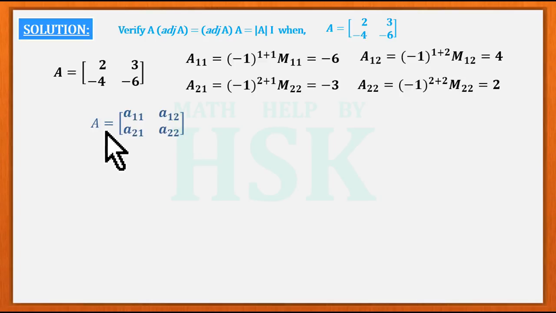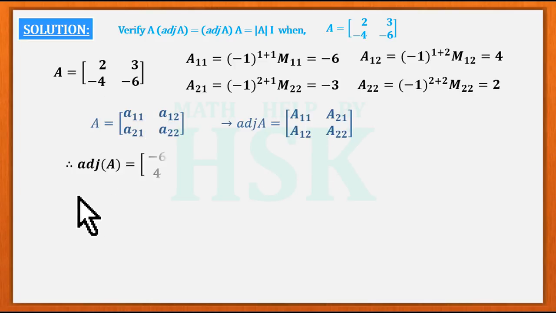Now, adjoint of a given matrix with cofactors A11, A12, A21, A22 is given by the matrix formed by its cofactors, where the cofactors of the elements of a row are written in a column. So we are going to get the adjoint of this matrix A as equal to minus 6, 4, minus 3 and 2. Now we are going to calculate individually the value of A into adjoint of A, adjoint of A into A, and determinant of A into I, and if the values of all these three terms are equal, then it would be verified that this expression holds.